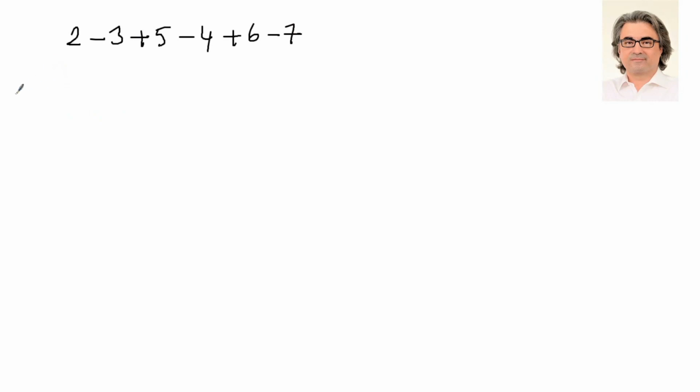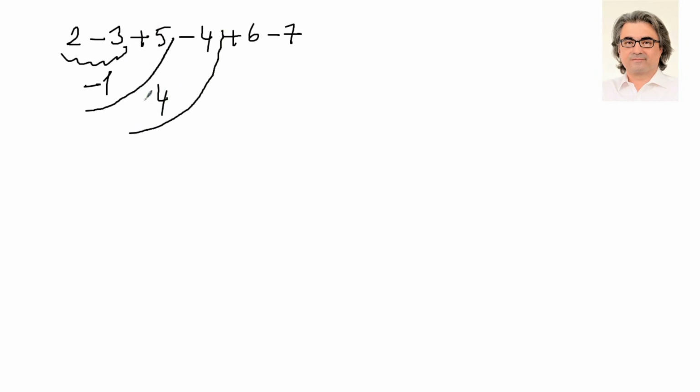Now let's start to solve the question from the left side. Operation between plus 2 and minus 3. They have opposite signs. The difference between them is 1. The sign of 1 is the sign of minus 3. It means minus 1. After that, make the operation between minus 1 and plus 5. The difference between them is 4, and the sign of 4 is the sign of plus 5.